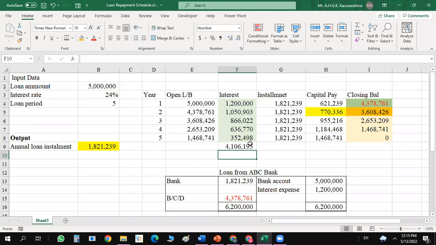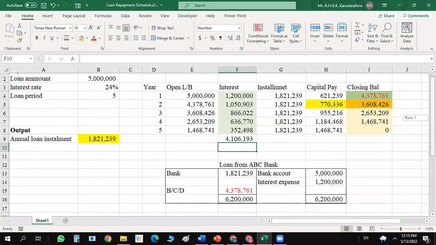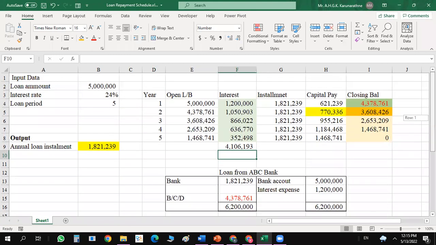4.1 million. For the loan of 5 million, you have paid 4 million in interest just in 5 years. The loan can approximately double. Okay, this is how you prepare your loan repayment schedule using this approach.